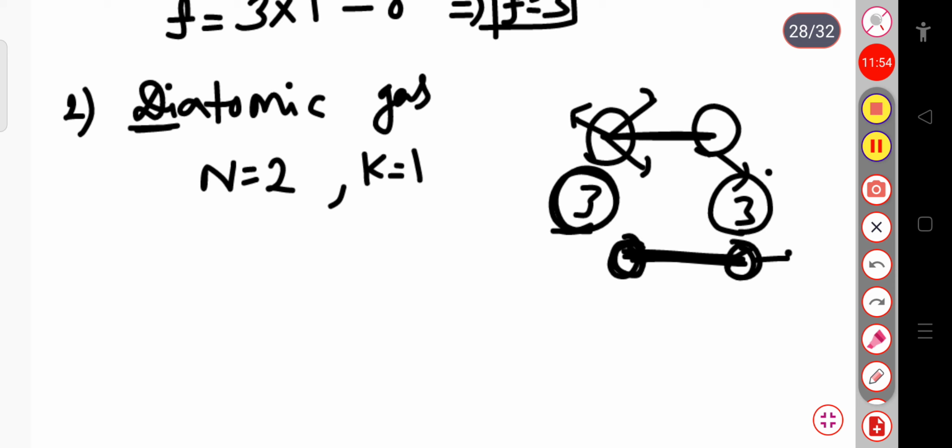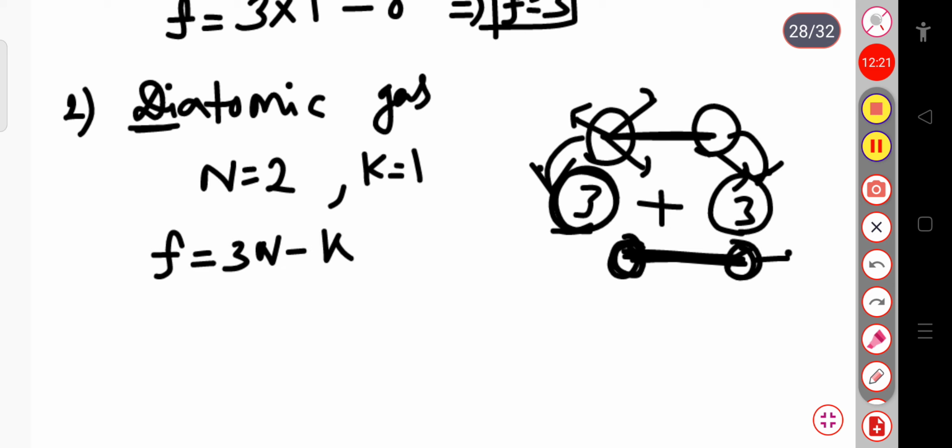If there is no restriction, if there is no constraint, if I consider the individual atom, then it has 3 degrees of freedom and it also has 3 degrees of freedom. But since it is a diatomic gas, here is the restriction. So total 3 plus 3 is 6 and here I will subtract 1 constraint. So total degrees of freedom is 5. Now I will put it in this formula. F equal to 3n minus k. This will be equal to 3 into 2 minus 1. Here also 6 minus 1 equal to 5.